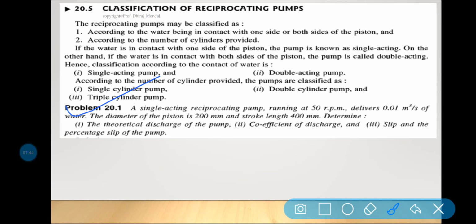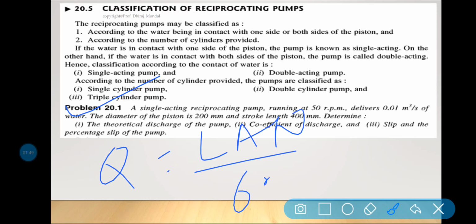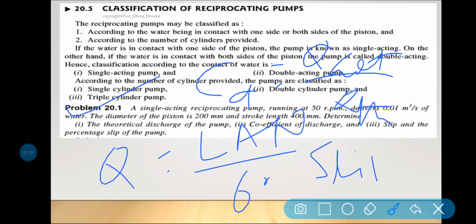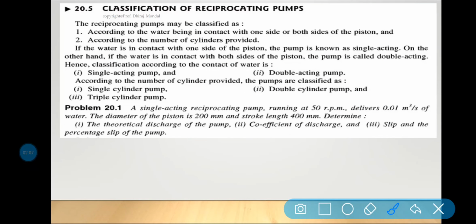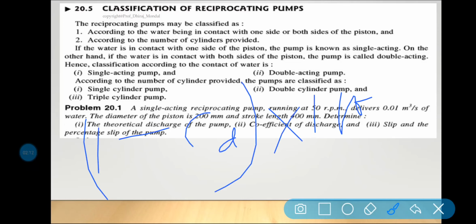You know that formula. The theoretical discharge is equal to what? LAN by 60. Coefficient of discharge, CD, is equal to actual by theoretical, and slip percentage is equal to what? Theoretical minus actual. That means slip percentage is equal to (1 minus CD) into 100. That is your slip percentage. Clear?